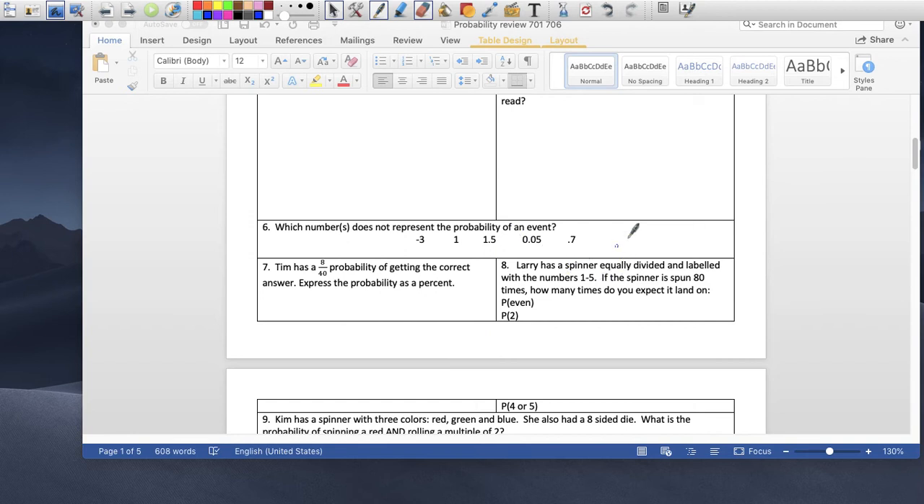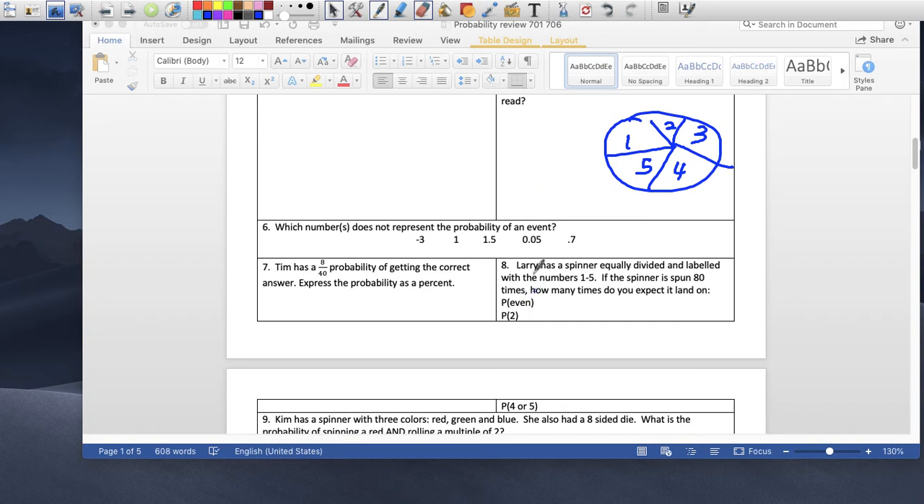Larry has a spinner equally divided and labeled with the numbers 1 to 5. So let's create a spinner. 1, 2, 3, 4, 5. Obviously, it's equal. Forgive my picture. The spinner is spun 80 times. How many times do you expect to land on even, and then on 2, and then on 4 or 5?